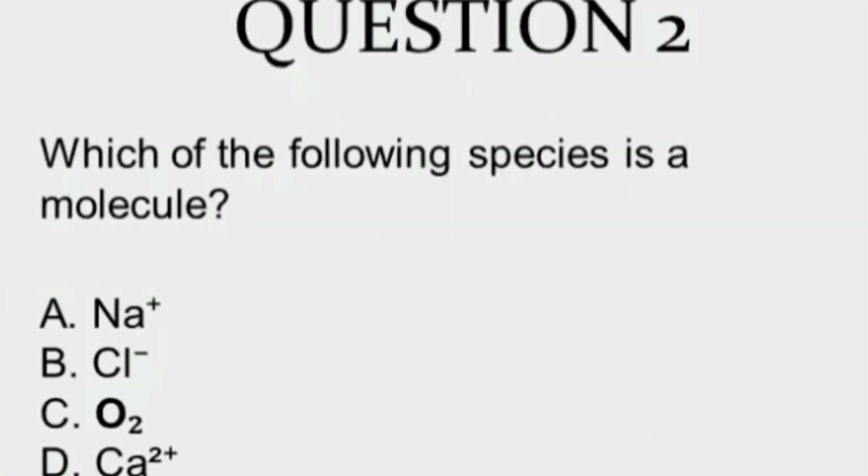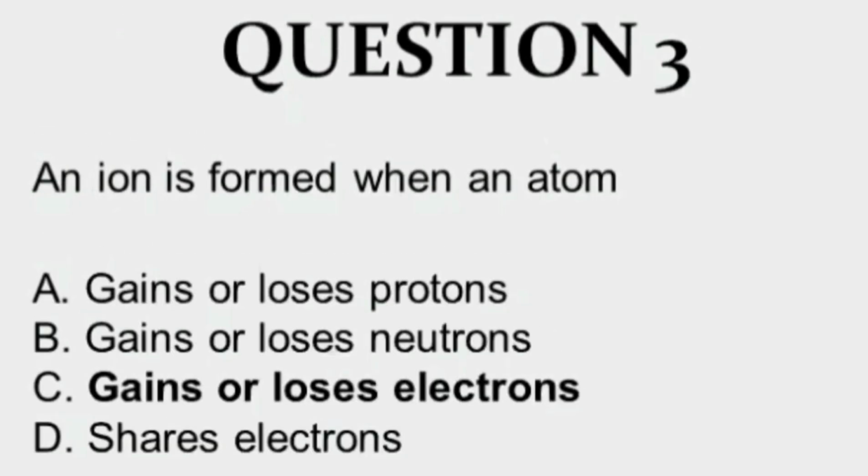So let's go to question number two. Which of the following species is a molecule? Now, when you see charges, that's not a molecule, that is what? Ions. So the ones without charge should be a molecule. So oxygen here, O2, is a molecule, and that's the bonding of two oxygen atoms that forms a molecule of oxygen gas here.